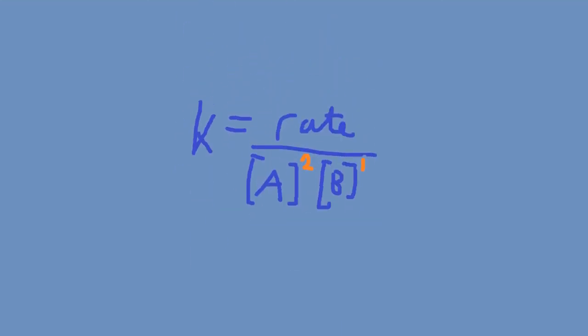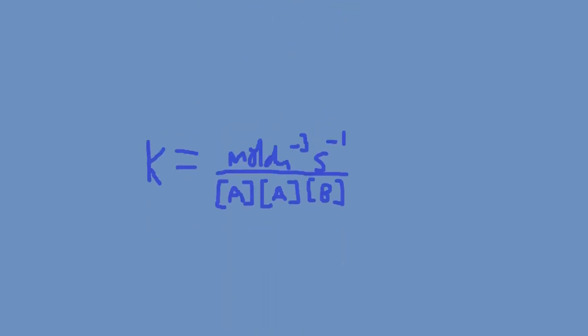Taking the order with respect to A as 2 and the order with respect to B as 1, the simplest way to do this is to substitute in the units of these values. I've done it here by substituting the units of rate in as moles per dm cubed s to the minus 1 all over A and B, which all have the units moles per decimeter cubed. So we can cancel out the moles dm cubed from the top with one of the moles dm cubed from the bottom, leaving you with seconds to the minus 1 over 2 moles dm cubed.